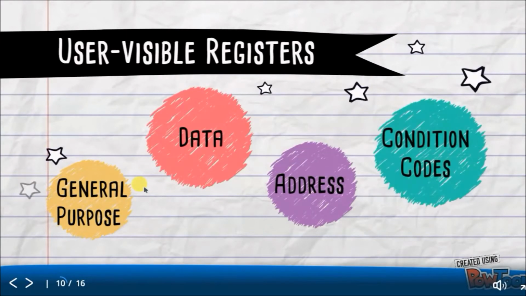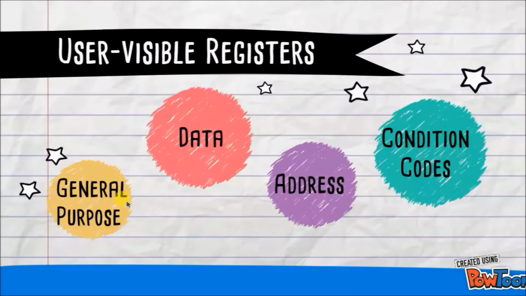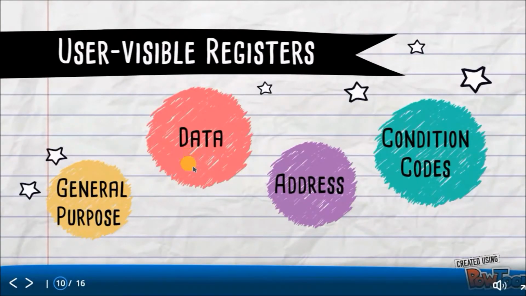Okay, there are 4 types of user visible registers, which are general purpose register, data register, address register and condition codes register. The general purpose register can be assigned to a variety of functions by the programmer, meaning it can be multi-purpose. The data register is used only to hold data. Address registers may themselves be or act as general purpose registers and may be devoted to a particular addressing mode, which are segment pointers, index registers and stack pointer.